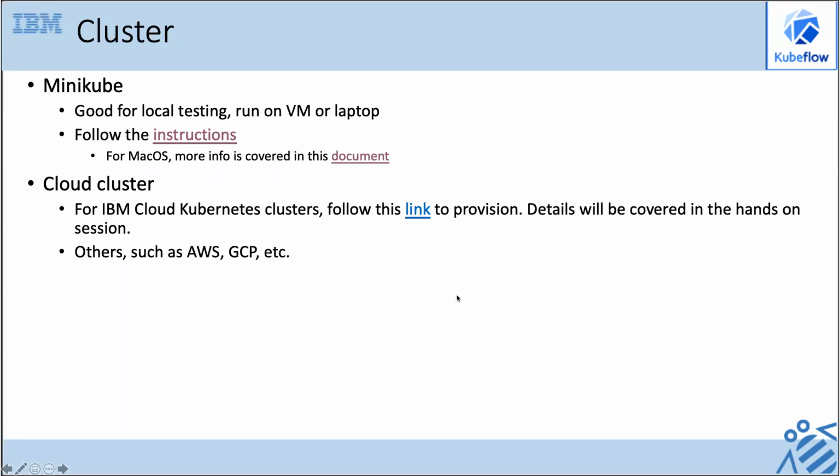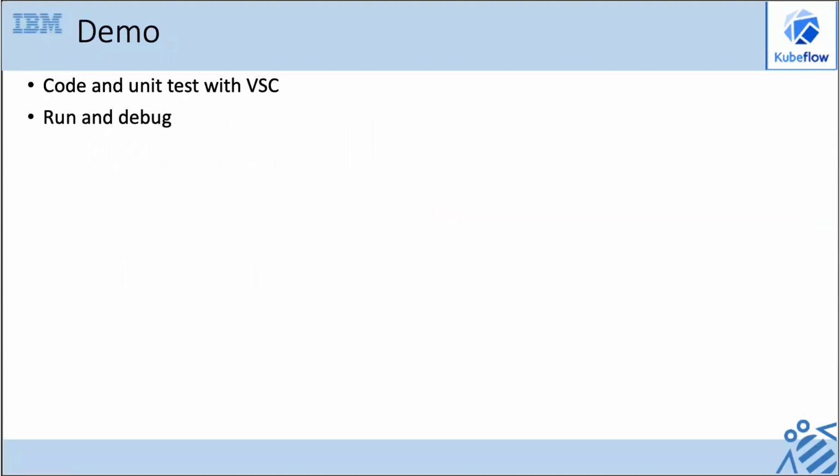You use the IKS cluster to deploy Kubeflow and run tests on it. There are also other cloud providers like AWS, GCP, and so on, and you can also use them. So this is all the environment you need for writing the code, testing, building images, and deploying it, and so on. Let me just go to a quick demo for you.